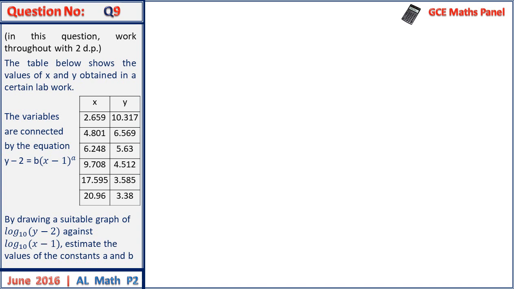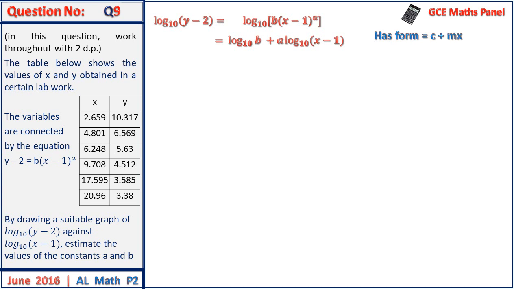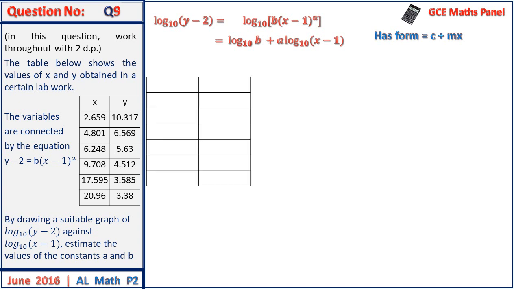By drawing a suitable graph of log(y minus 2) against log(x minus 1), estimate the values of the constants a and b. The first thing we have to do here is to use what has been given: y minus 2 equals b into (x minus 1) to the power a. Taking log of both sides, we have log(y minus 2) equal to log of b into (x minus 1) to the power a. Simplifying the right hand side gives us log b plus a log(x minus 1). This equation is now in the form y equals c plus mx, where c is the y-intercept and m is the gradient, which corresponds to a.